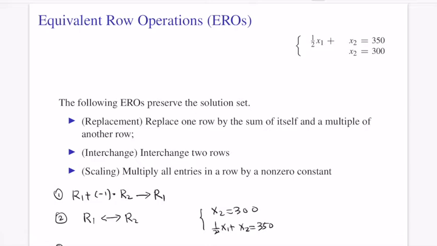Scaling. Scaling means multiply all entries in a row by a non-zero constant. So for example, I can do 2 times R1 replace R1. Which means the first row will be changed by doubling each coefficient. So x1 plus 2x2 equals 700. And the second one will be the same.